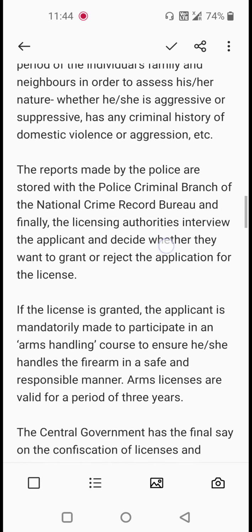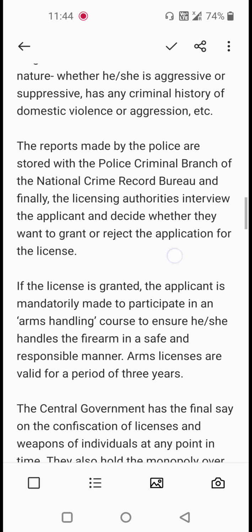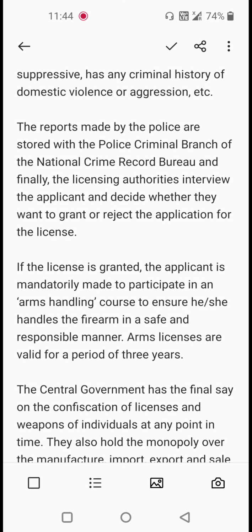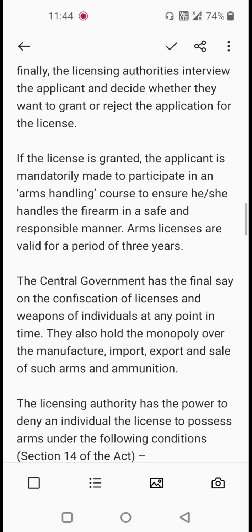The reports made by the police are stored with the police criminal branch of the National Crime Record Bureau. Finally, the license authorities interview the applicant and decide whether to grant or reject the application for the license. If the license is granted, the applicant is mandatorily made to participate in an arms handling course to ensure she handles the firearms in a safe and responsible manner.